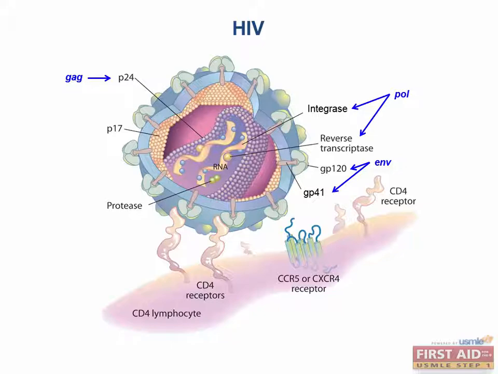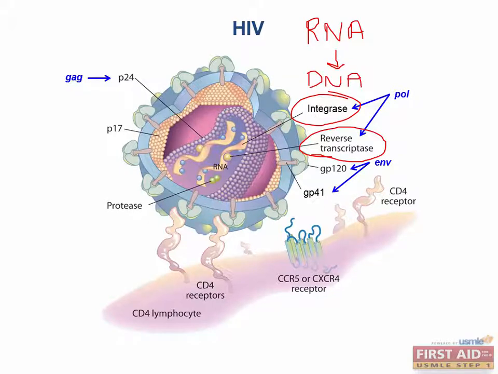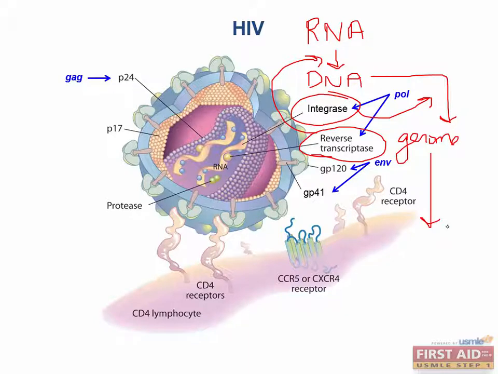The POL gene encodes the meat and potatoes of the virus, including the reverse transcriptase and the integrase enzymes. Remember, the HIV virus is a retrovirus, meaning when the RNA enters the cell, it's reverse transcribed into its complementary DNA by the enzyme reverse transcriptase. That DNA is then integrated into the genome of the host cell by the integrase enzyme. And then once the DNA is integrated into the genome, it uses the host cell machinery to transcribe into mRNA and translate into functional protein for the virus.